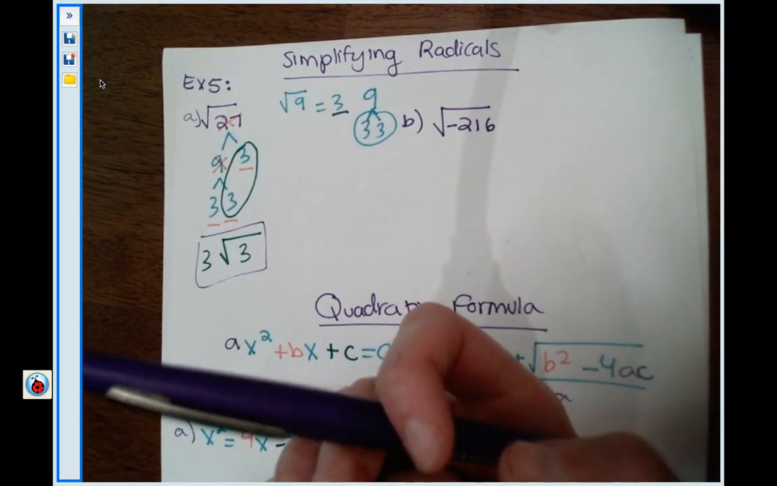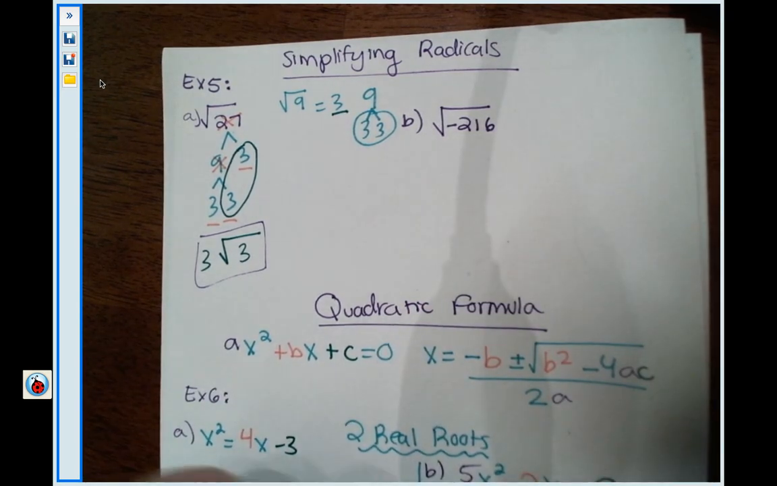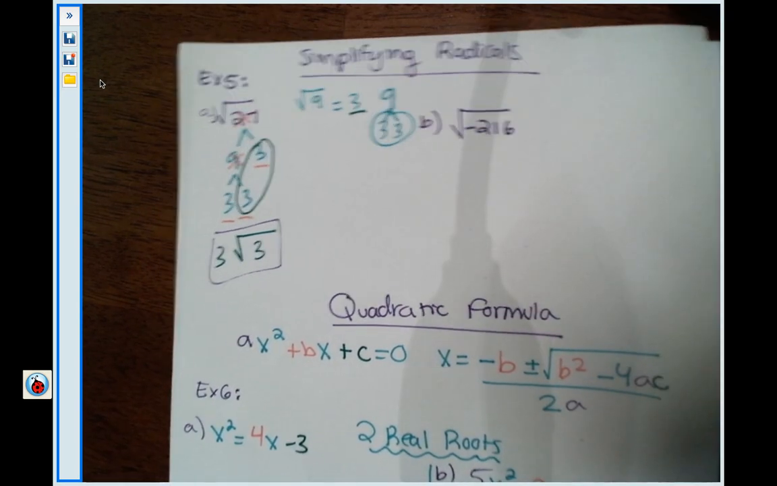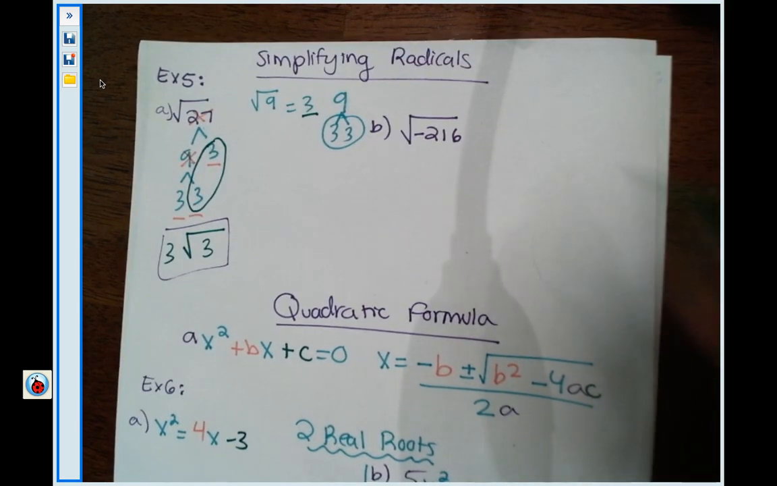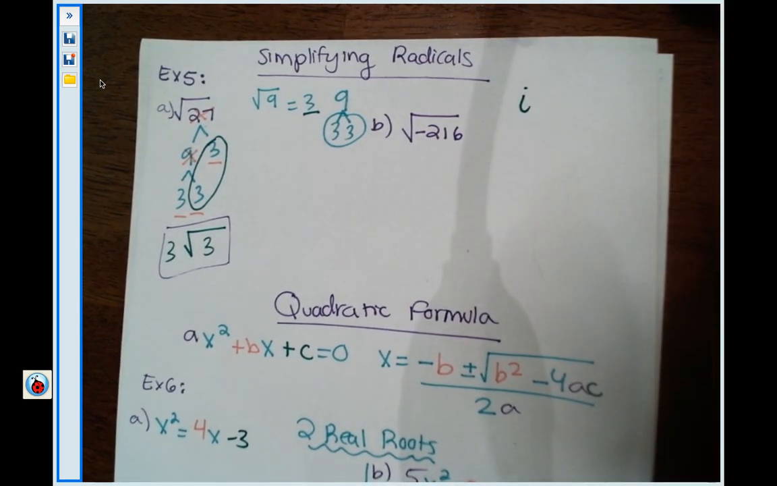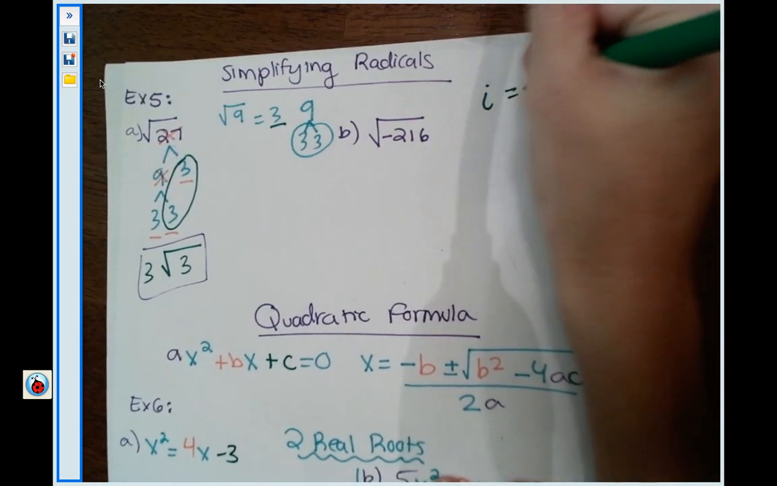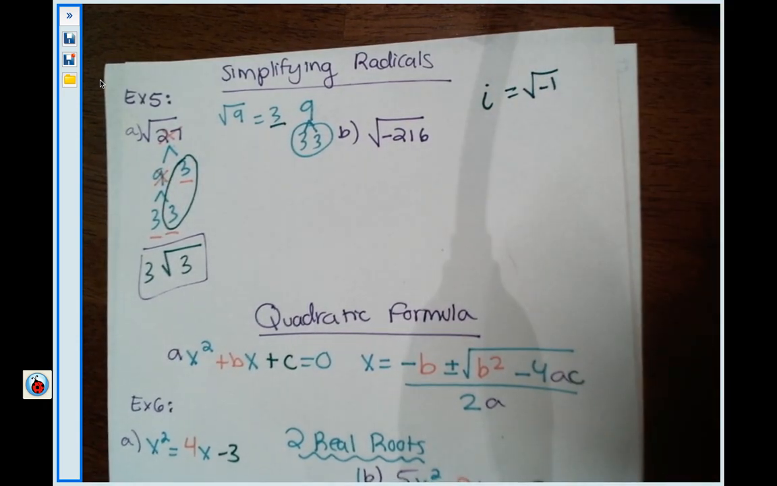Alright guys, now moving on to B, which you're probably like, holy hot dog, Miss Long, what is this negative doing in the problem? Okay, so we also need to discuss something called an imaginary number, which is i. You've probably learned about i in your previous math class, but let's refresh what that is. i is equal to the square root of -1.